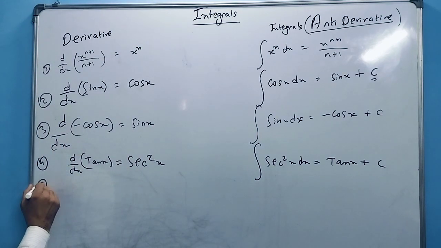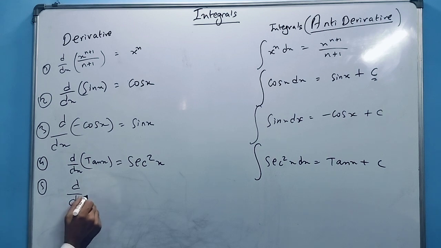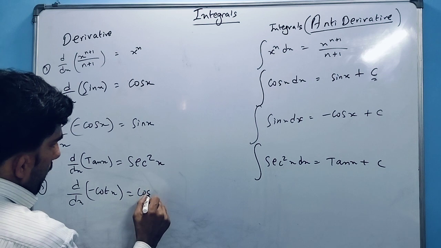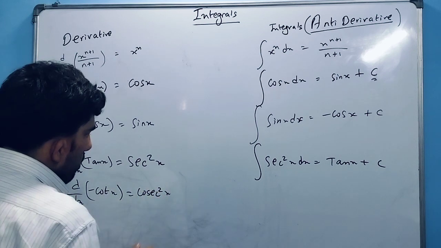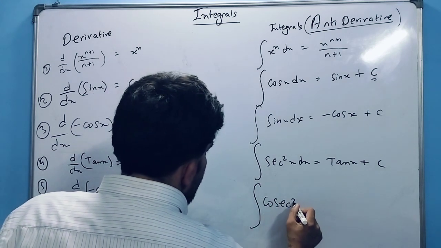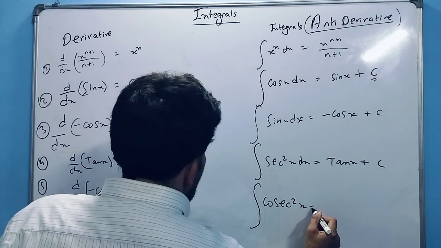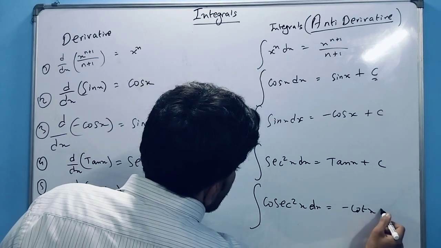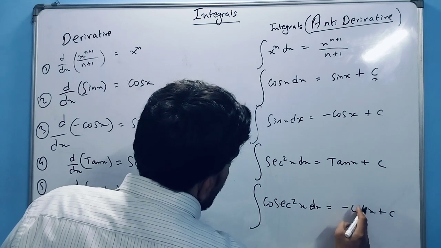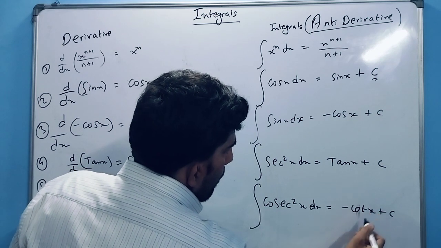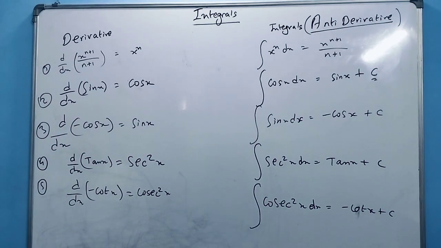Okay, now if I take minus cot x, I get cosec square x. And if I integrate cosec square x with respect to dx, I get minus cot x plus c. Okay, so these are the 5 formulas we have discussed here.